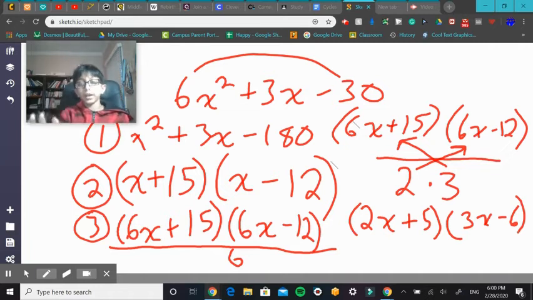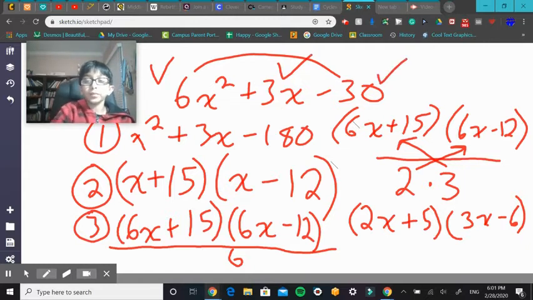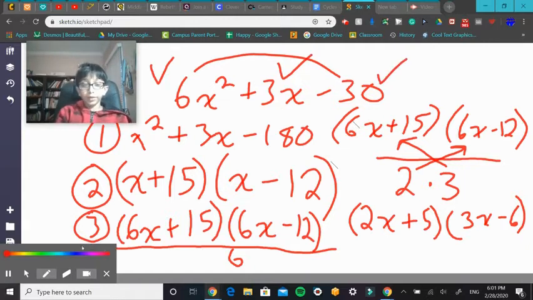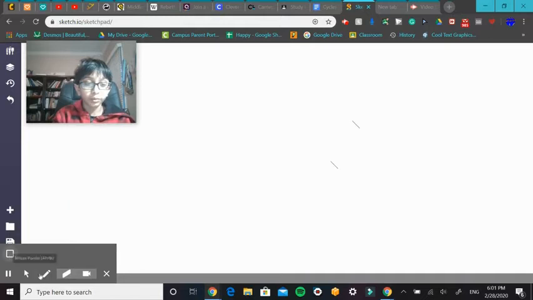And we can check that. If we do 3x times 2x, we get 6x squared. Good. 5 times 3 is 15x minus 12x is 3x. Good. And 5 times negative 6 is negative 30. Good. So, if that was a bit confusing for you, then I'll quickly recap.